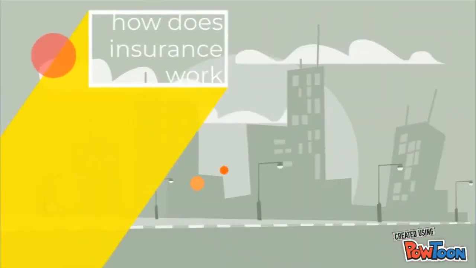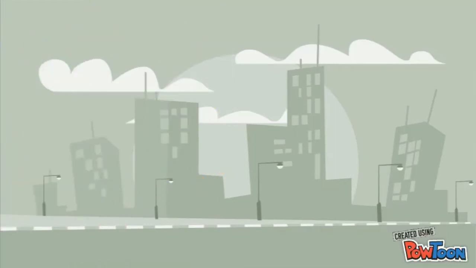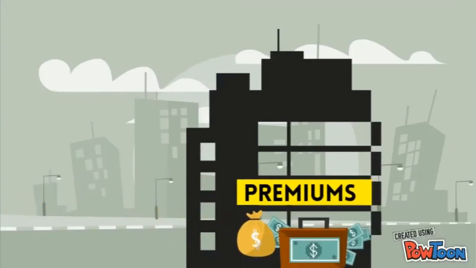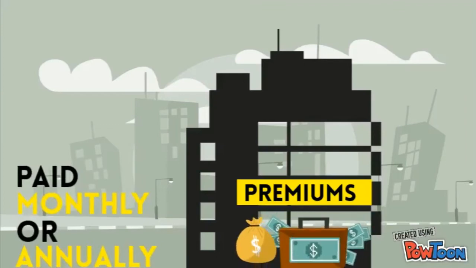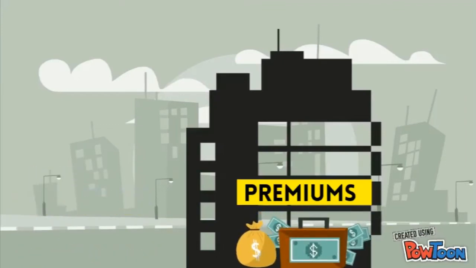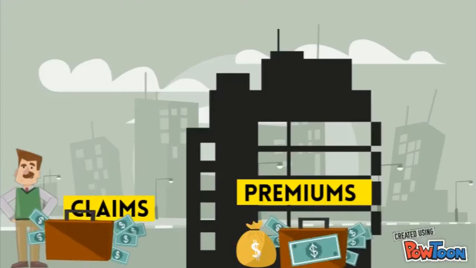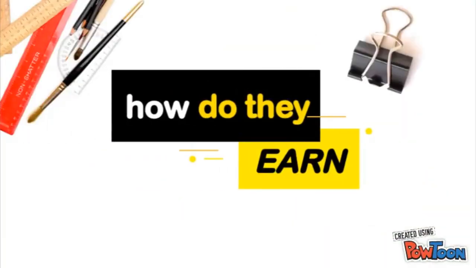How does insurance work? An insurance company pools money from the people who are insured. It is called the premium, which is paid either monthly or annually. The insurance company only gives out the money when the insured asset is damaged, and the money they give out is called the claim. So how does an insurance company earn its profit?